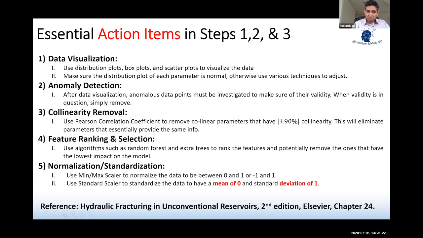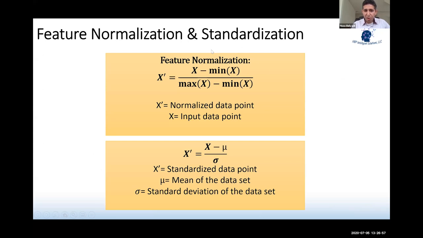So now we talked about feature ranking and selection. And then right before you apply any type of machine learning algorithm, make sure to either normalize or standardize your data. Now, some algorithms require neither normalization nor standardization, okay? But for example, when you use an artificial neural network, or support vector machine, or some of these algorithms, you have to first normalize your data. And what I mean by normalizing the data, here's the equation. I'm just referring to taking each data instance, minus the min of that column, divided by max minus min.